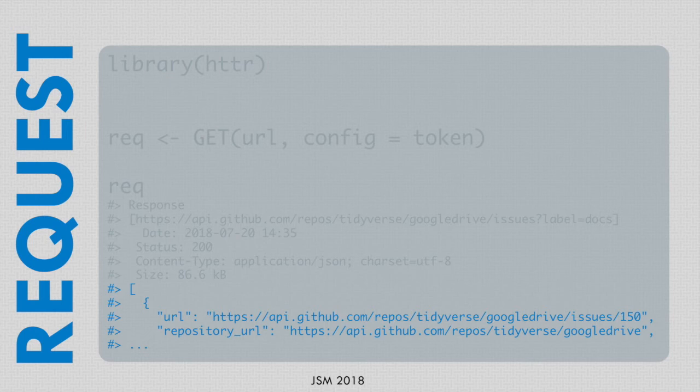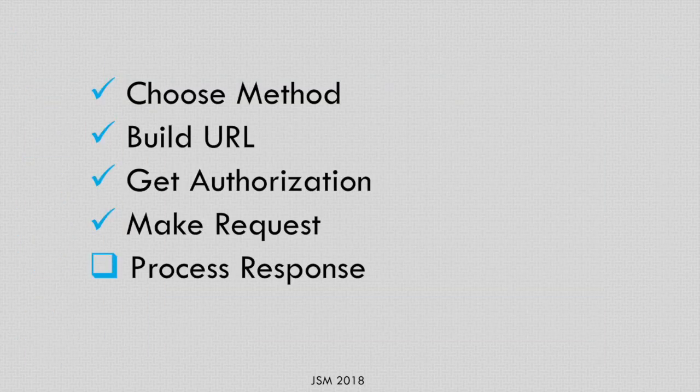And so again, this has that name value pair where the name is URL and the value is the URL for this issue. But then we have a lot more than just that first one. We have a lot more name value pairs. So for example, we have the repository URL, and there's a lot more in this JSON that we would need to parse through. And so we need to figure out how to make this into something that R can work with. And so that brings us to processing the response.